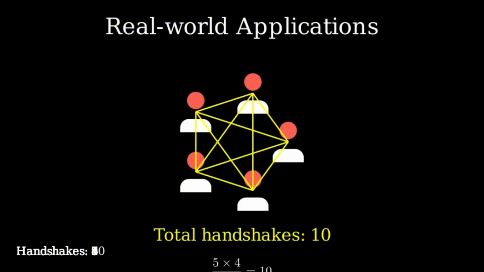This formula is actually a variation of our sum formula. It represents the sum of the first n minus 1 natural numbers, which is 1 plus 2 plus 3, and so on, up to n minus 1. This pattern shows up because the first person shakes hands with n minus 1 people, the second with n minus 2 people, and so forth. Now let's explore another practical application of this same formula in a different context.